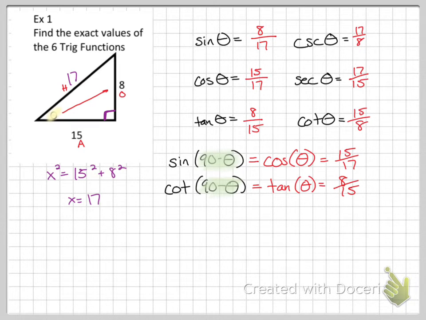Try one more. Secant of 90 minus theta. Who's the complementary cofunction of secant? And then what's the answer? Secant does not have co in front of it, so if I throw a co in front of it, I get cosecant of regular theta. Cosecant of regular theta is answered up above, 17 over 8.